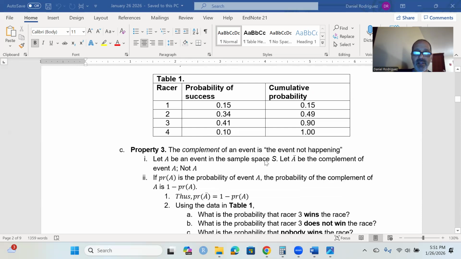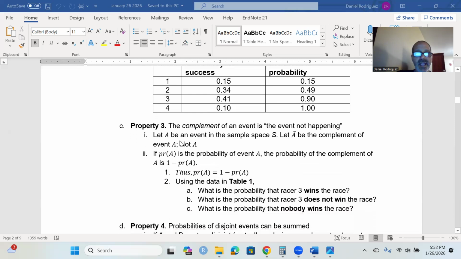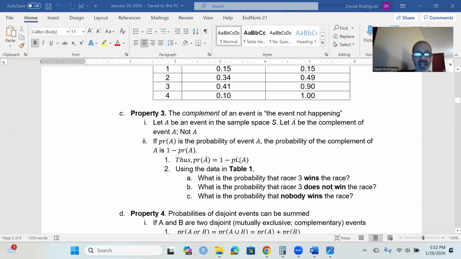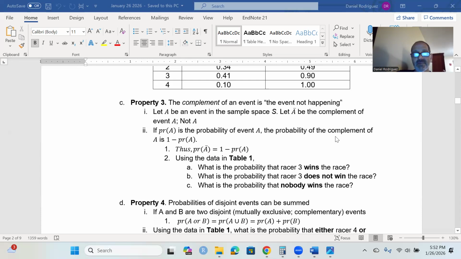Property 3, the complement, and notice how I spell it, not compliment, like, oh, you look great today. The complement, with an E, of an event is the event not happening. Let A be an event in a sample space S. Let not A be the complement of event A. So not A is the complement of event A. If the probability of A is the probability of event A, the probability of the complement of A is 1 minus the probability of A. So the probability of not A is 1 minus the probability of A. This comes in really, really handy.